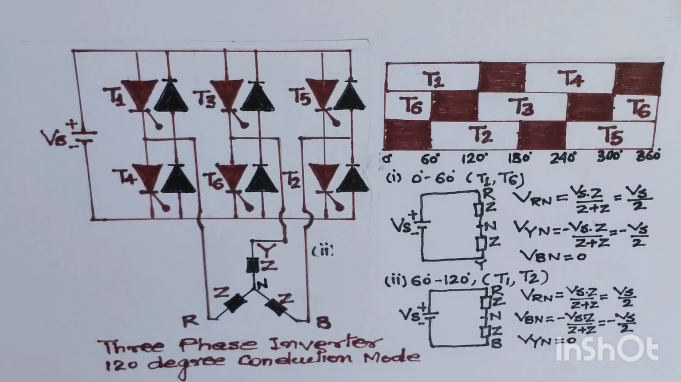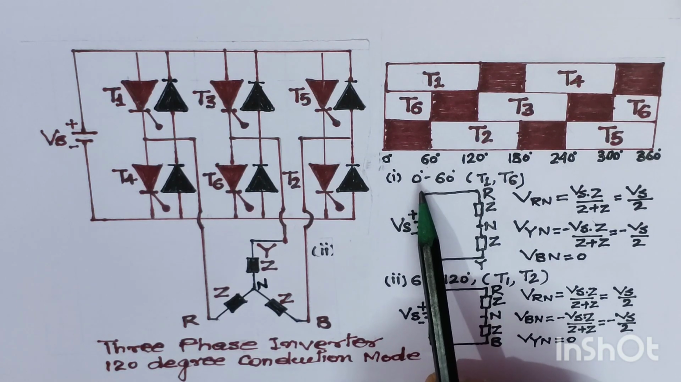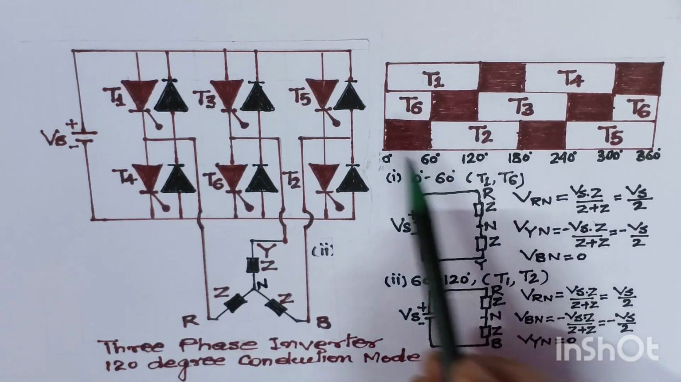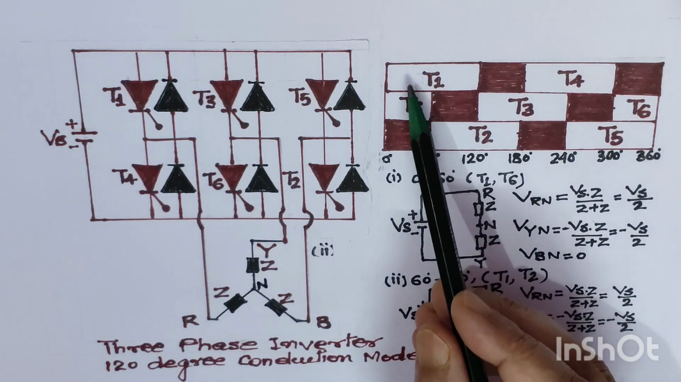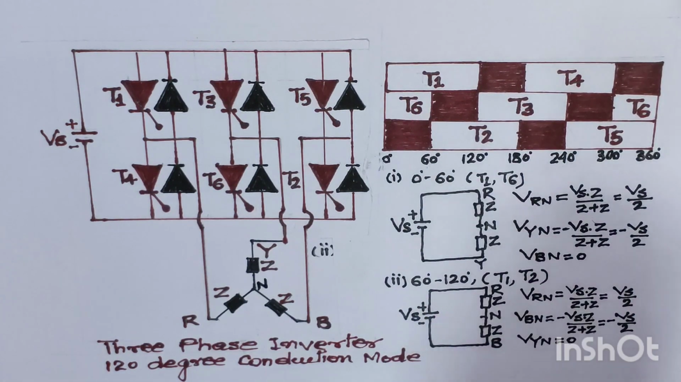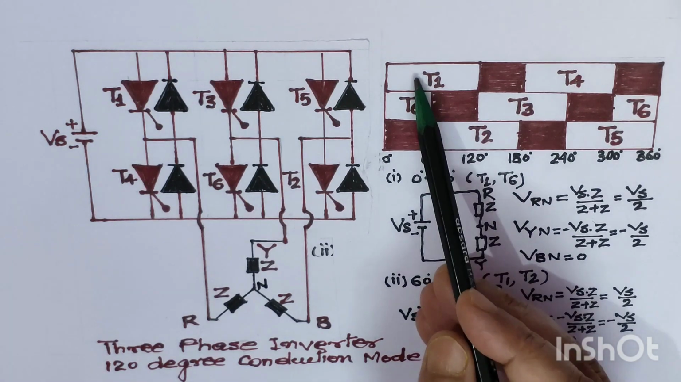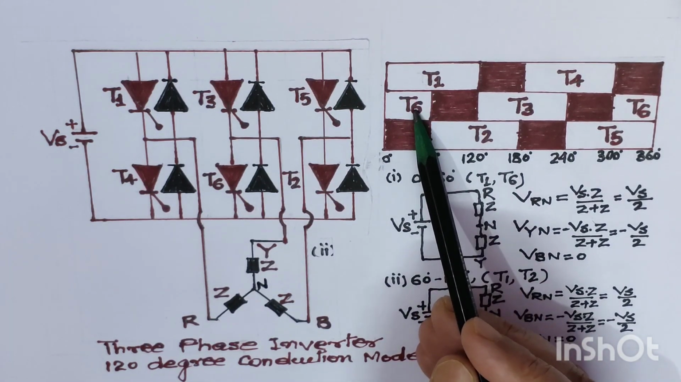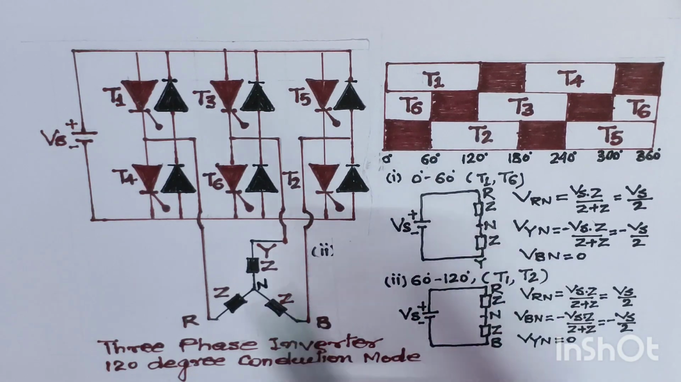Now we have to see the first interval, when it starts from 0 to 60 degree angle. Which thyristor will be conducting? It means in all the intervals, only two thyristors will be conducting. So between 0 degree to 60 degree, thyristor T1 and thyristor T6, they both are conducting, and since this is a non-operating interval.